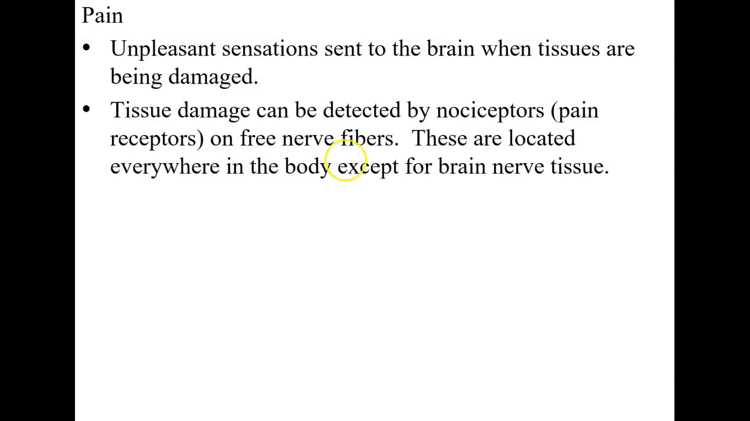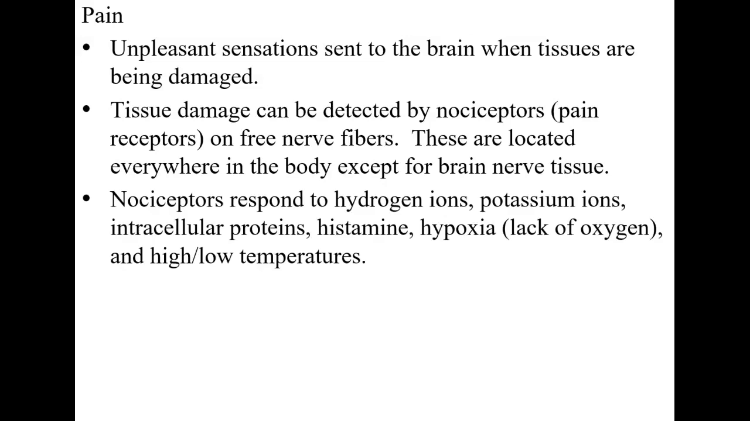All right, let's talk about pain for just a minute. Pain is an unpleasant sensation sent to the brain when tissues are being damaged. Tissue damage can be detected by nociceptors. These are pain receptors. They're all throughout your body, and they have free nerve fibers that are spread all throughout your body that have the ability to detect damage. So nociceptors are everywhere in the body except for brain nerve tissue. Generally speaking, we can feel pain everywhere except on the surface of the brain.